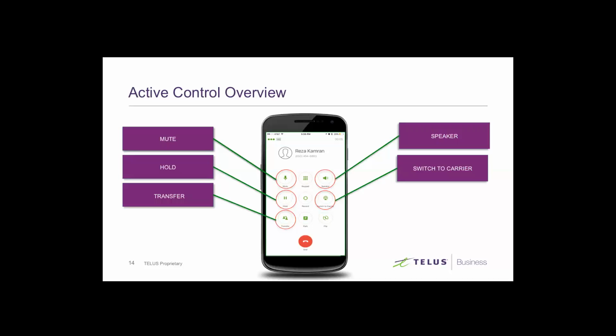Switching to carrier, so again, we'll transfer a VoIP call to your smartphone mobile carrier, so that if voice degradation happens within VoIP, you can rely on a stable connection through your mobile provider. In this case, TELUS. Your call flip capabilities, which enable you to essentially never miss a call again.